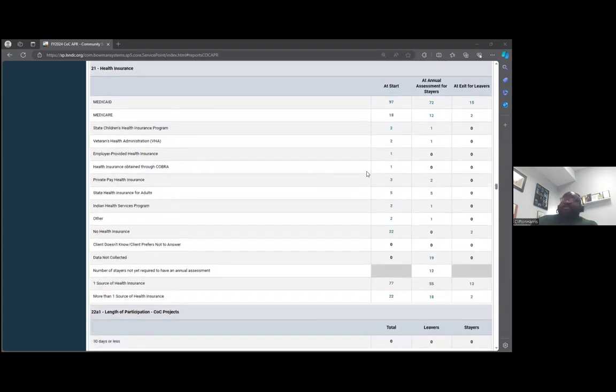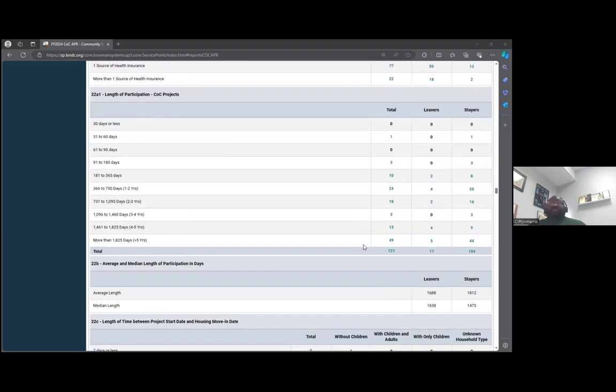21 is health insurance. And this shows the insurance types from start, annual assessment, and exit. Unity's performance measure is 90 days, so the client needs to have insurance. You can't get that from this report. We would have to manually run that for you if you thought someone didn't have insurance already. But this works just like the other one, so we're looking at this only at annual assessment. Okay. So that's what the health insurance table looks like.